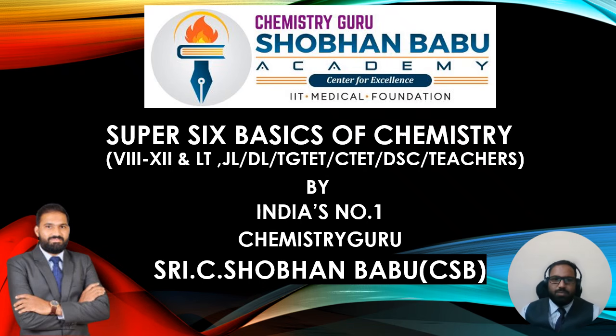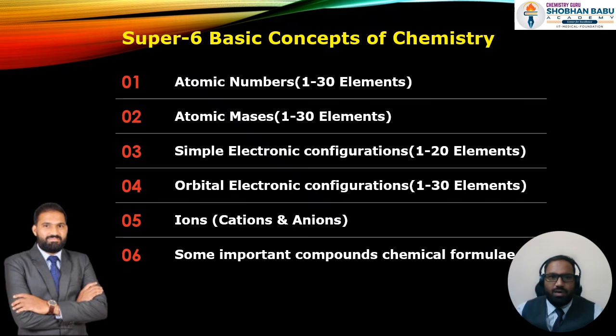As a part of Super 6 Basics, till now we have covered three important basics. One is how to learn atomic numbers in the simplest manner. Also, how to learn atomic masses of 1 to 30 elements along with the simplest shortcut, and simple electronic configuration. We covered these along with simple shortcuts, clear explanation, and simple tips and tricks.